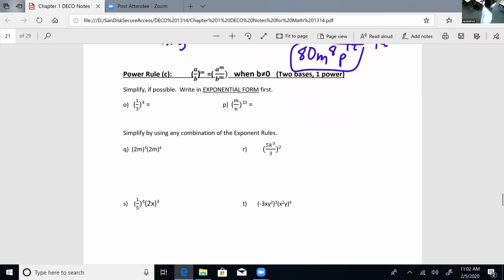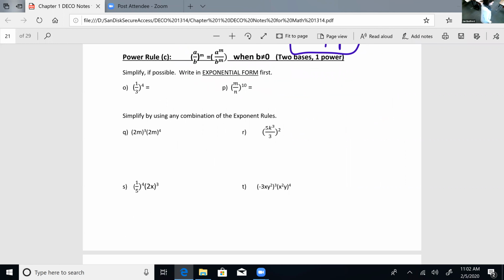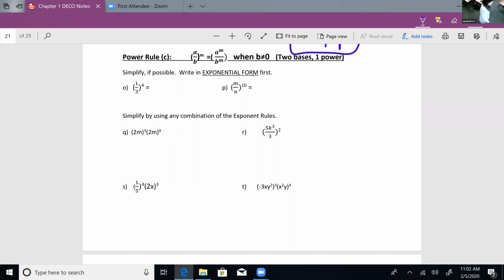Okay, power rule is telling us that we want to be able to clean up when we have maybe more than one step that has to be taken care of. For instance, we may have a power rule, but then we also need to use the product rule, or we need to use the quotient rule. So let's make sure we don't get confused if these things get a little complicated. We've already done one like O. Could you tell me what P would look like if we get rid of parentheses? That would be what?